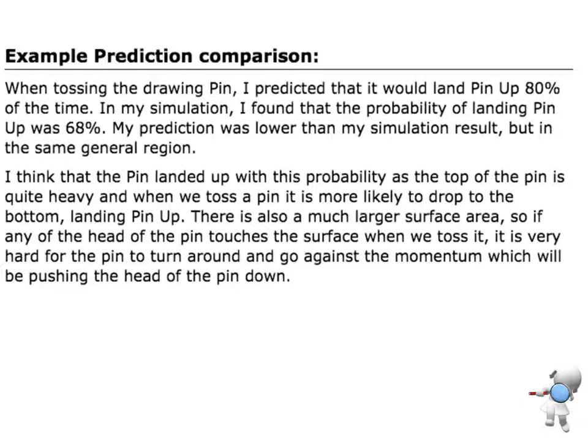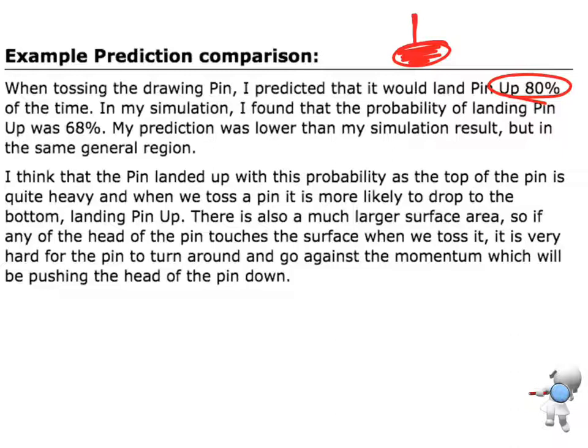So when I did my drawing pin toss, I predicted that the pin would land up 80% of the time. In this particular case, that was a pure guess. I honestly didn't know what the probability was going to be, and so I figured that the bottom of the pin is heavier, so it's more likely to land with the pin sticking upwards. I predicted it was 80%.